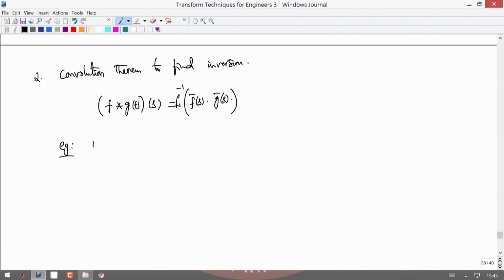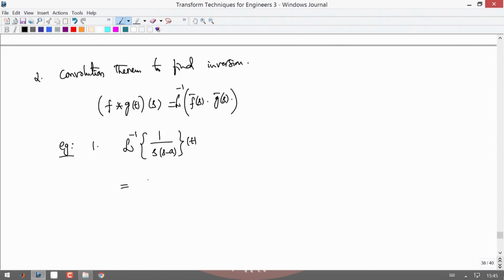So, for example, let me use the same example that I have used. What is the inversion of this? We have already seen the result for this. It is e power a t minus 1 over a. We already know this one.